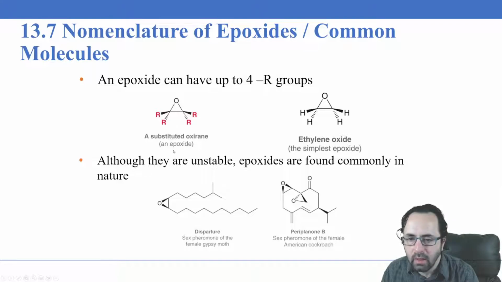So an epoxide here can have up to 4 groups attached. Each of these carbons has 4 bonds, so 1 to oxygen, 1 to the other carbon, and then 2 to other groups. And so here the simplest epoxide would be the one with all hydrogen atoms. Now, epoxides are unstable. As I said, there's a lot of ring strain in these 3-membered rings, but you can find them in nature. Here's an example: the sex pheromone of a female gypsy moth, the sex pheromone of a cockroach. Both involve these highly reactive epoxides.